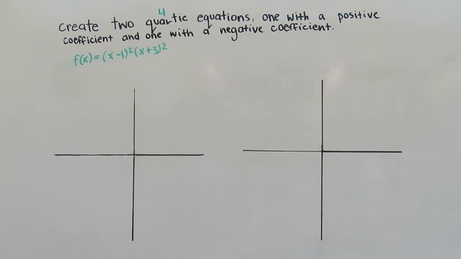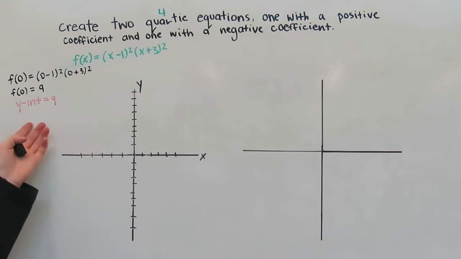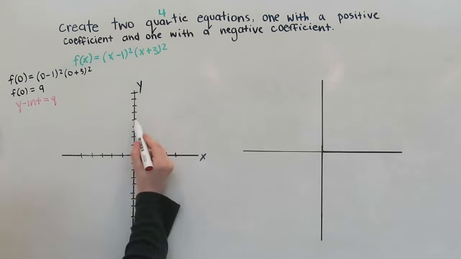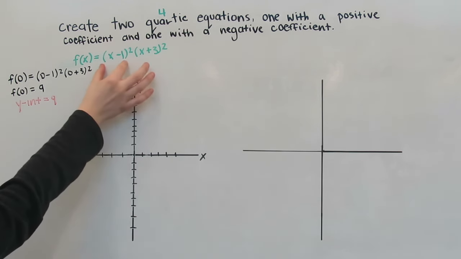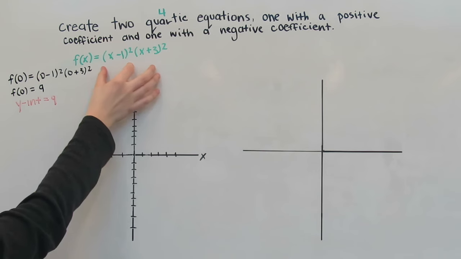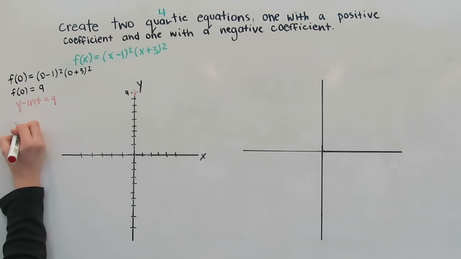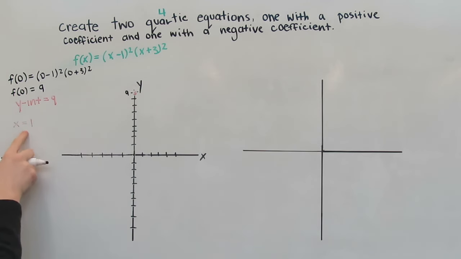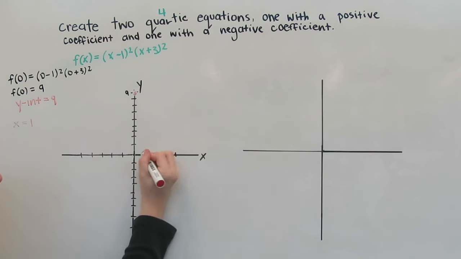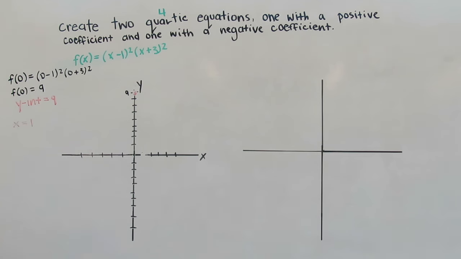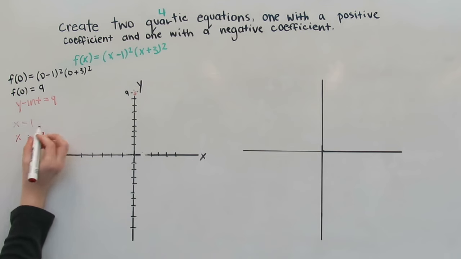So now we need to find our y-intercept. To find our y-intercept, we need to sub in 0 for x. So we're going to plot our y-intercept on our axes. Alright, so next we're going to plot our zeros. When we take x minus 1 to the 2 and solve for x, it will equal 1. So our first x-intercept will be 1. We're going to find that on our graph and plot it. When we take x plus 3 to the 2 and solve for x, we get x equals negative 3.